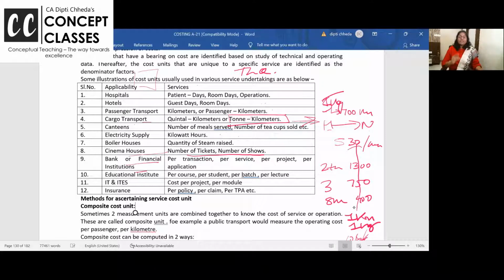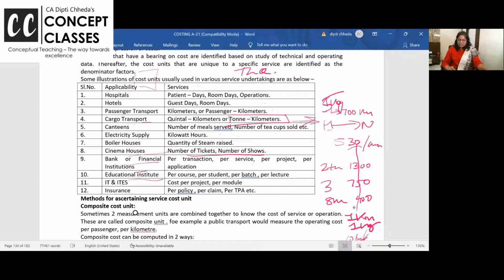Banks, how do they charge? Per RTGS they charge, yes or no? Every quarter from your account an amount is deducted as SMS charges. Per customer they charge SMS charges, per service, per transaction, per project, that depends. You make a locker you open, depending on the size of the locker, they will charge how much deposit and all you have to pay.